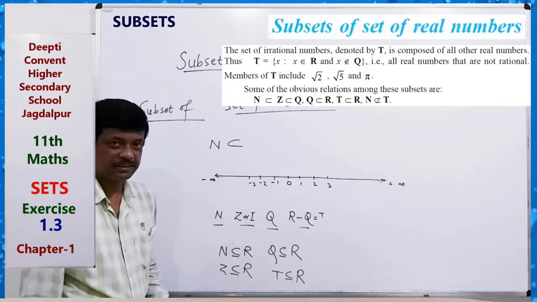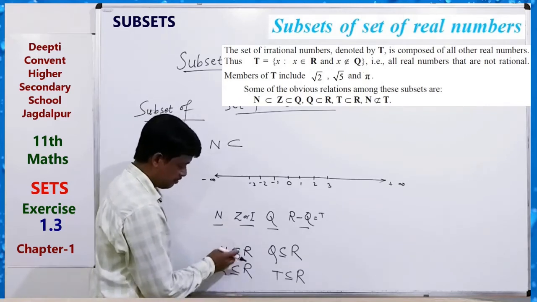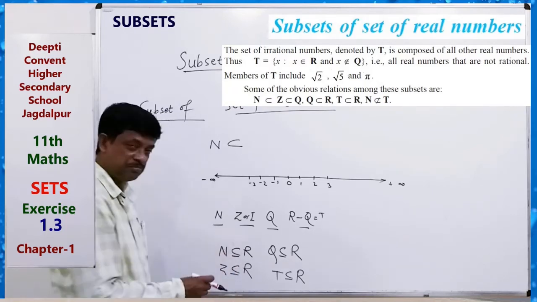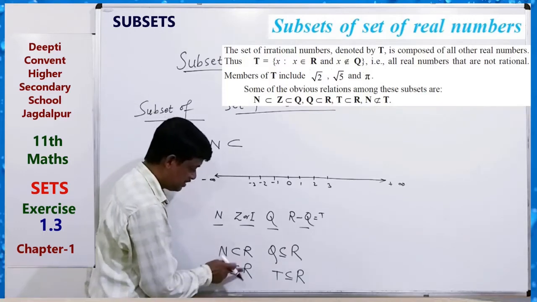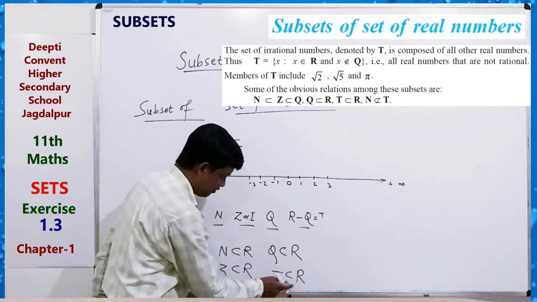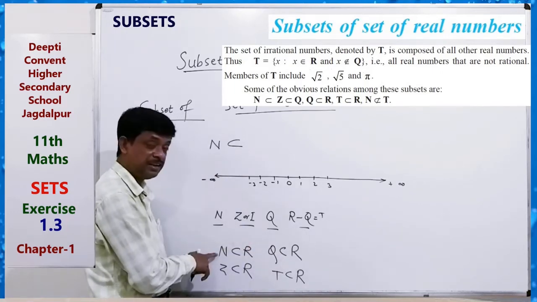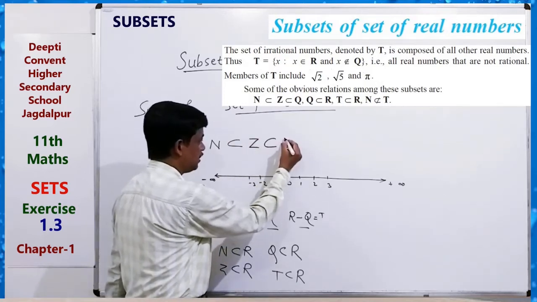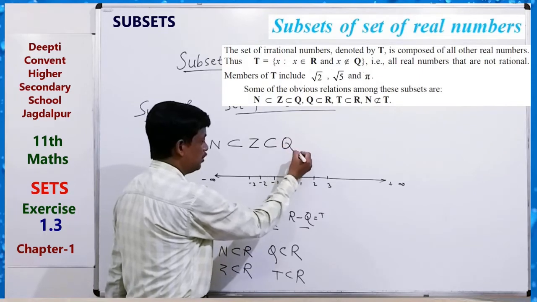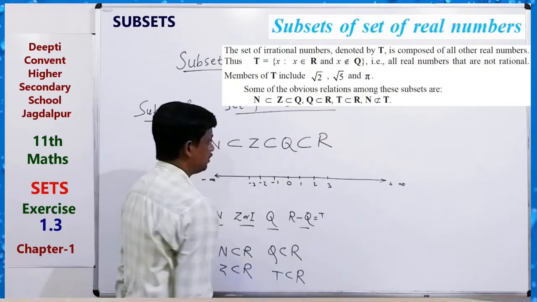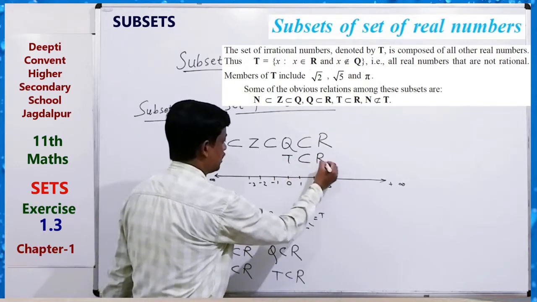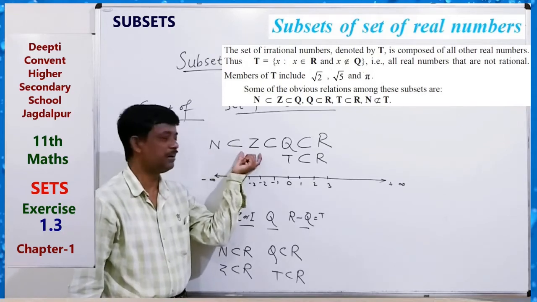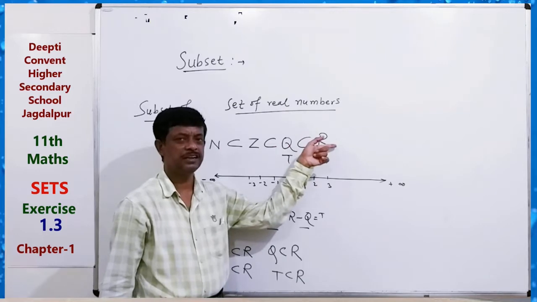But here we know that it may be written as a subset, but we know about these sets, so we are writing like this, because there is some element which does not belong to N. So N is a subset of Z, a subset of Q, a subset of R, also T is a subset of R, because N is completely contained in Z, Z is completely contained in the rationals, and the rationals are completely contained in R.